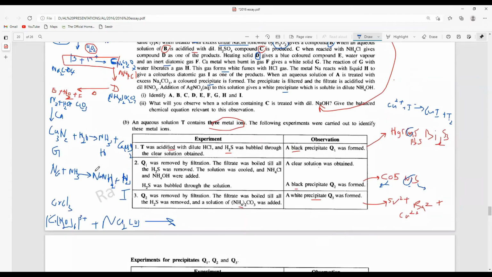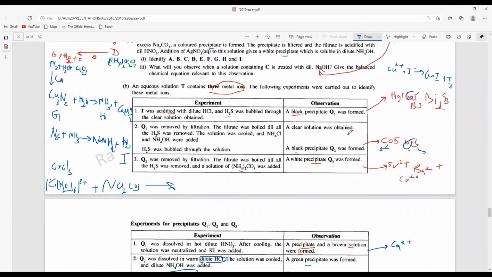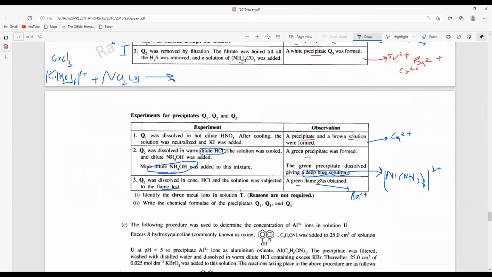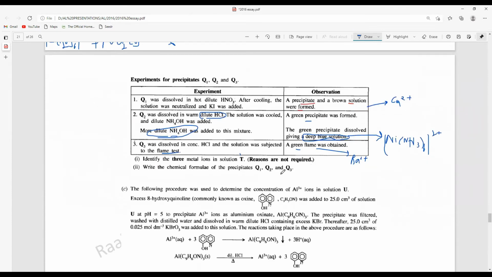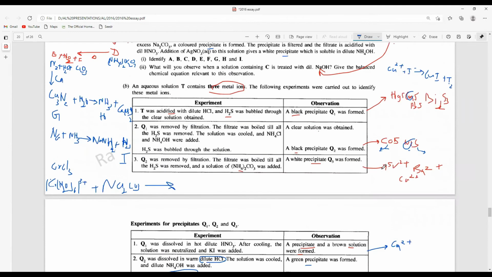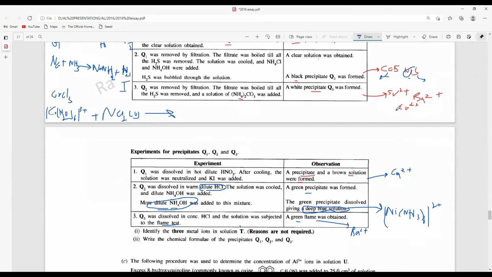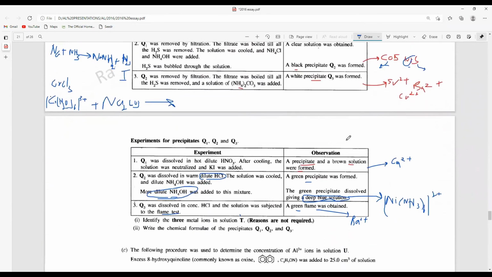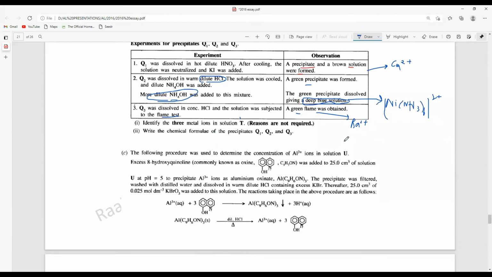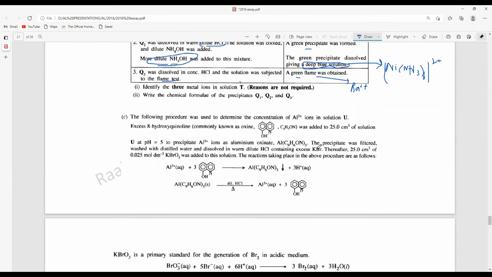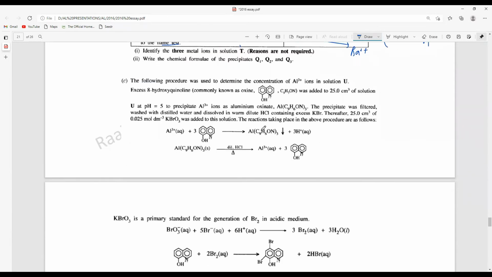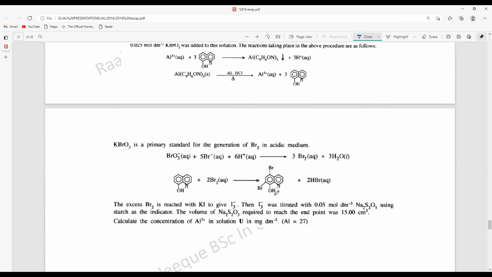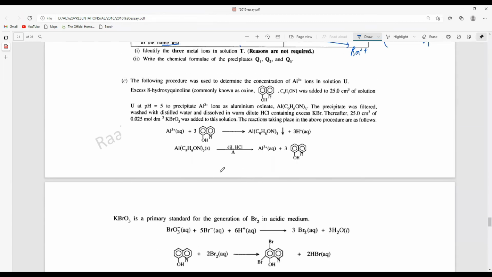Reasons are not required. Even though the reasons are not required, when you try to analyze, you should argue in this way and try to get the precipitate. So for Q1, Q2, Q3, the chemical formula of the precipitate: Q1 is copper sulfide, Q2 is nickel sulfide, and Q3 is barium carbonate. So this is also a very nice, straightforward question. Right. So we can move to part C. This question is a lengthy one, but it is actually a very simple question.